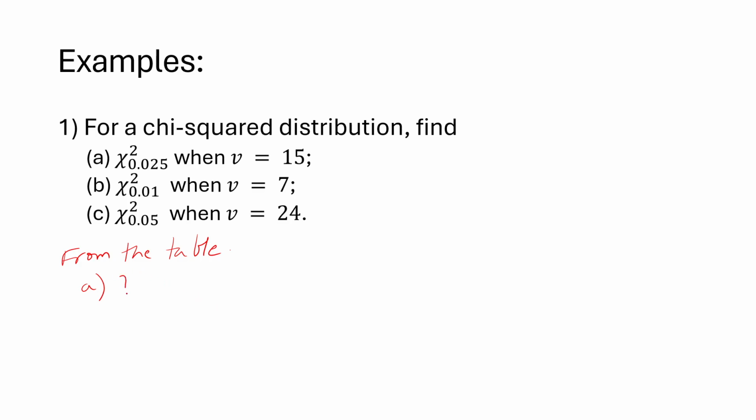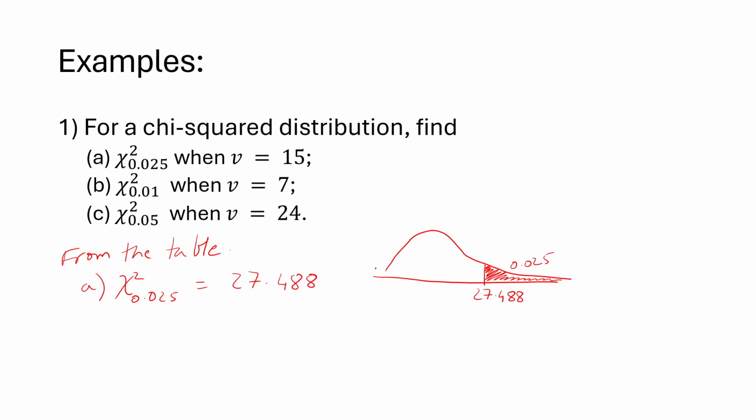So here the answer is chi-square of 0.025 is equal to 27.488. So what does this mean? This graph looks somewhat like this. Here you have somewhere 27.488. So this region over here is total 0.025 of the total area. See, total area under the graph is 1, right? So this shaded region is only 0.025.